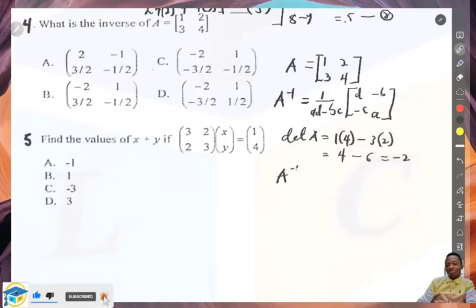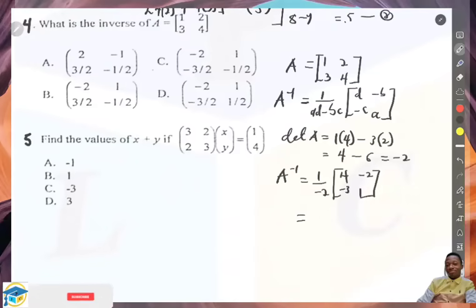Therefore, we'll say that A inverse should be equal to 1 over negative 2, multiplying the interchanged position of 1 and 4. That should be 4 and 1. And we negate 3 and 2, so that becomes negative 3, negative 2. Okay, so what are we getting? Here becomes a scalar multiplication of a matrix. So negative 1 over 2 is going to multiply each entry in the matrix, right?